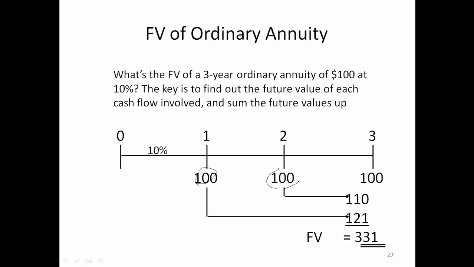And the second payment, since it's received at the end of the second year, will have 1 year to compound. So this 100 will become 110. You understand it's 100 multiplied by 1 plus 10% to the power of 1, right? And the last payment will have no time to compound, so it will remain at its face value. We sum them up, 100 plus 110 plus 121, and we get the total future value of 331. That is the total future value of this 3-year ordinary annuity.